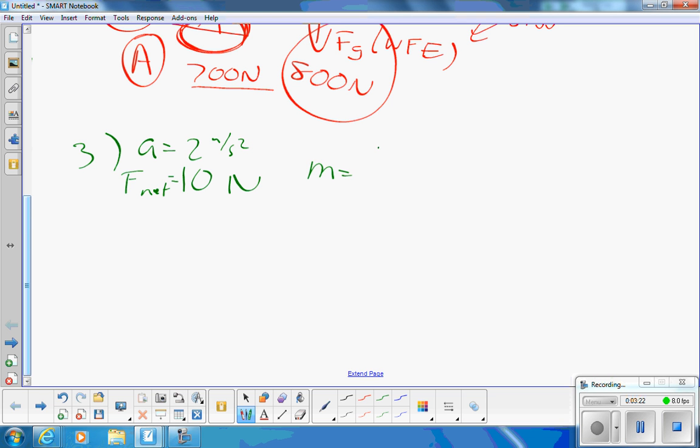M is F net over a. Substituting, I get 10 newtons divided by 2 meters per second squared, 5 kilograms. That would be choice B.